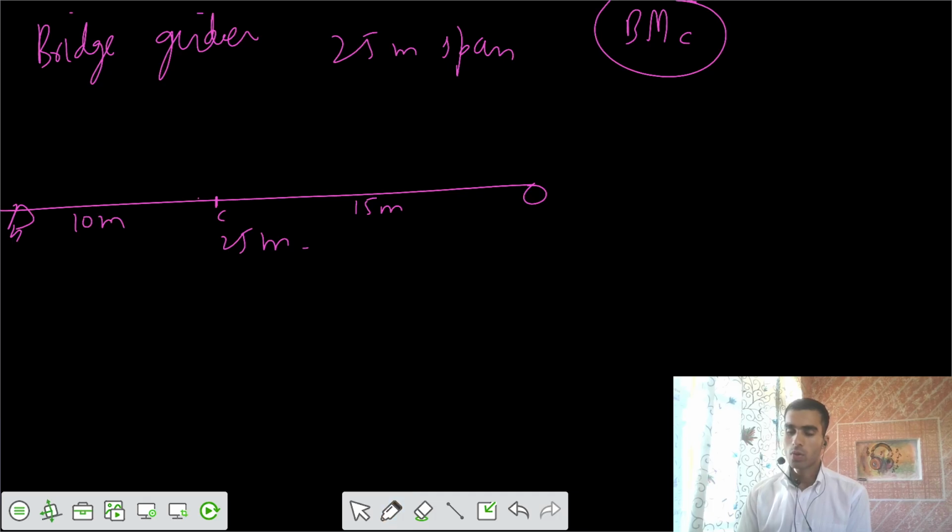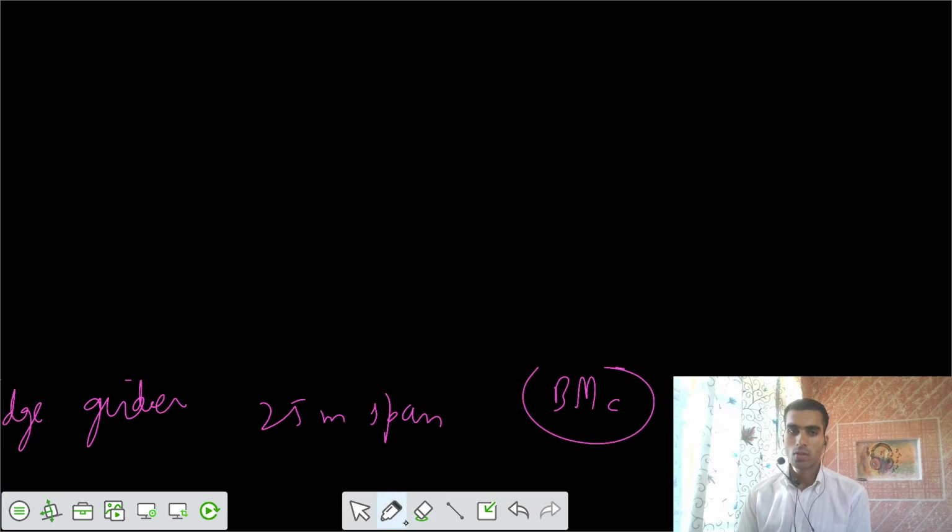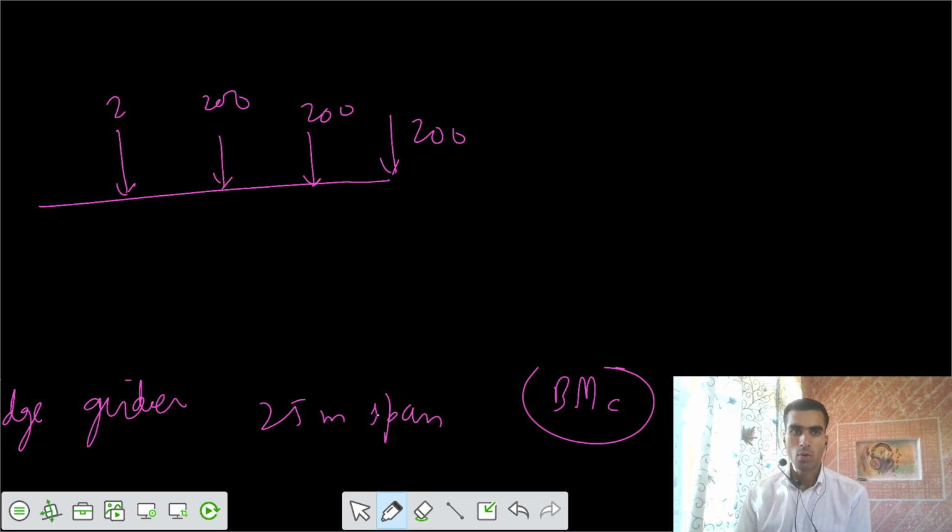Now we have the loads. That's 1, 2, 3, 4, 5. The loads are in this fashion: 200, after that one more 200, after that 200, then one more 200, and then after that 100. These loads are in kilonewton, and the spacing between them is 4 meter, 2.5 meter, 2.5 meter, 2.5 meter.